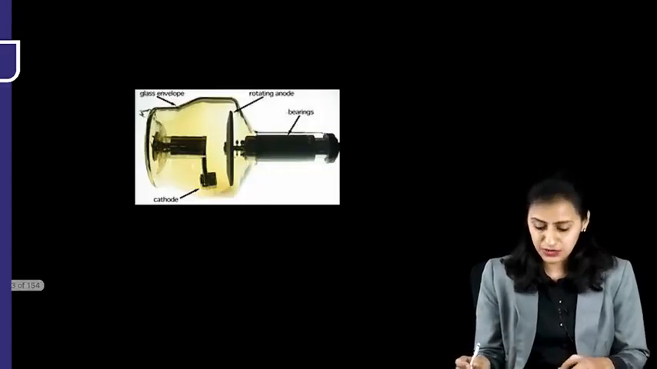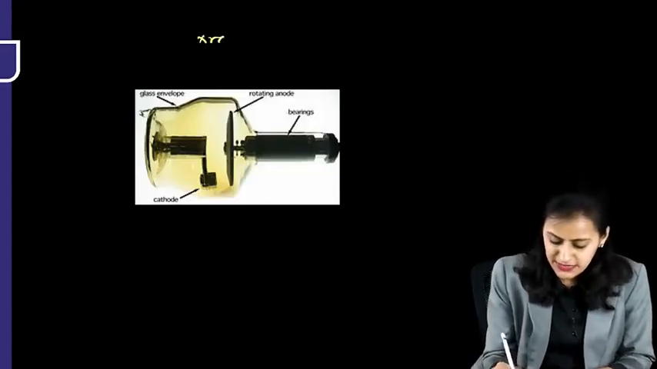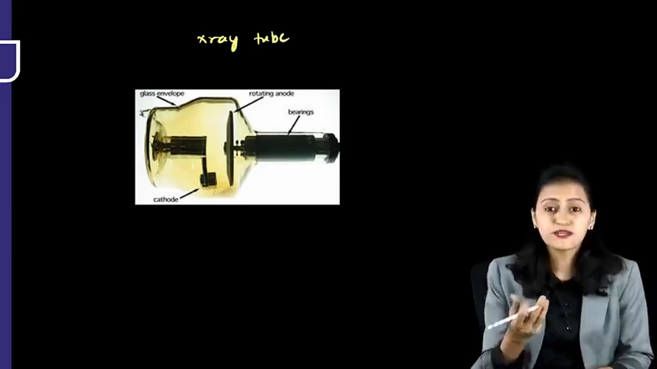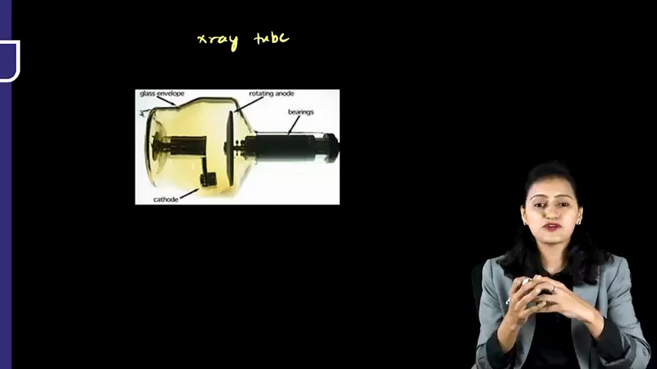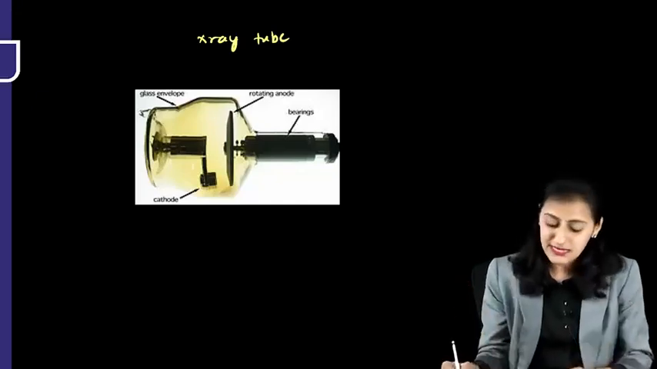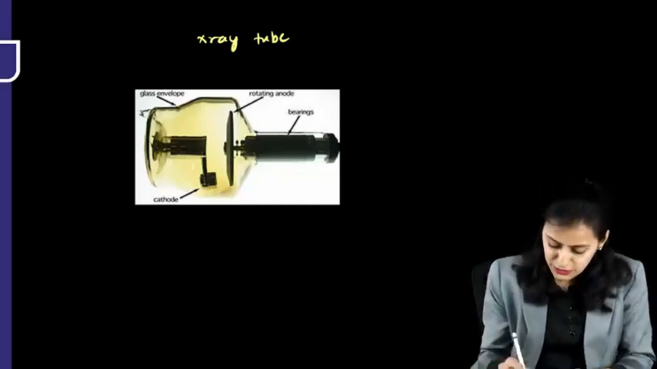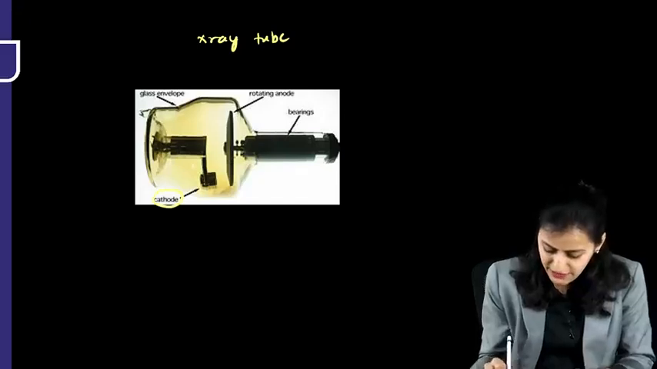What is this image showing? So this image is showing an X-ray tube. What does the X-ray tube do? Basically, it produces X-rays, right? From the fast moving electron beam, the sudden stoppage produces the X-ray beam. Now in this X-ray tube, we can see that we have a cathode and we have an anode.